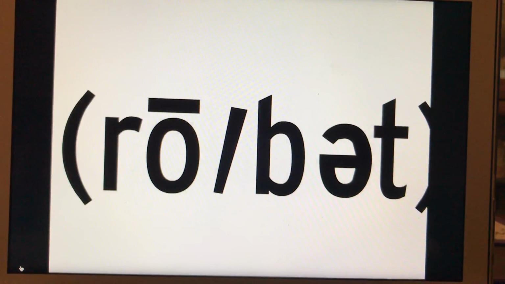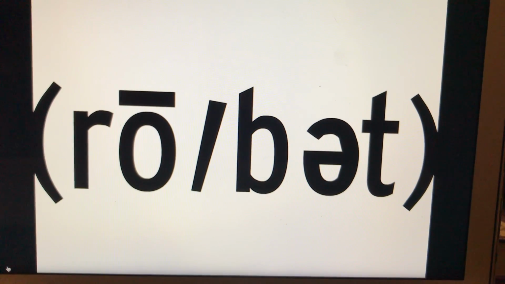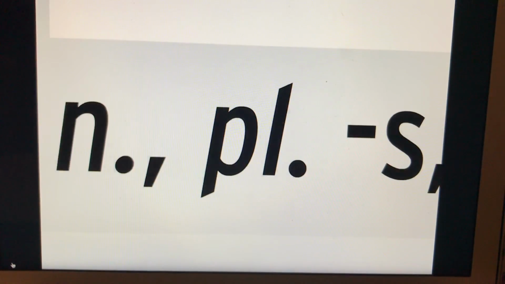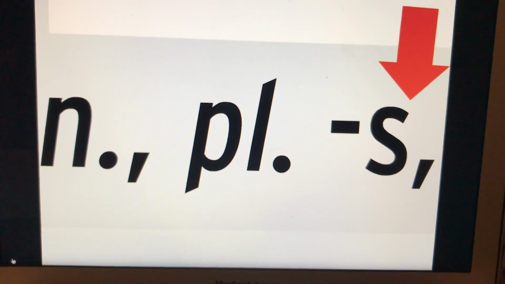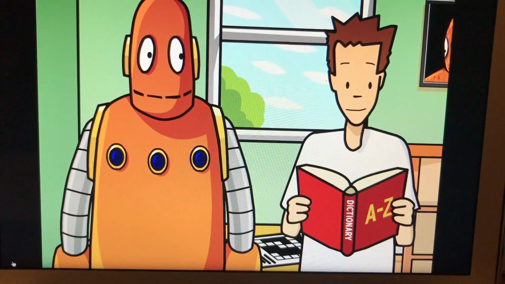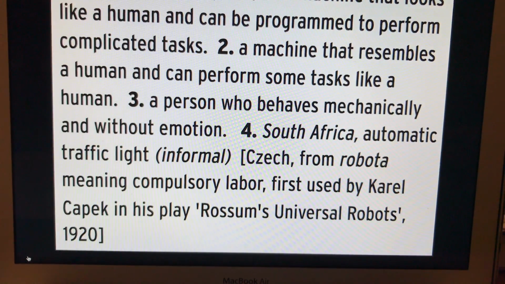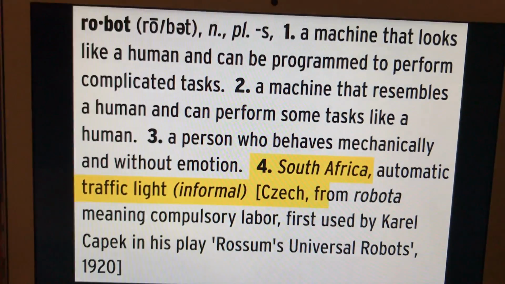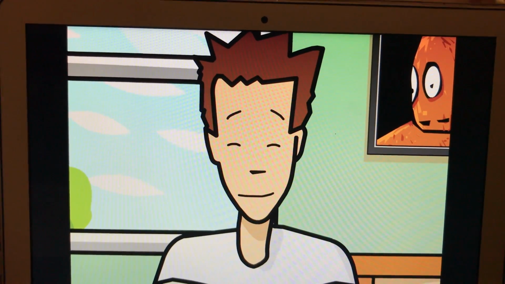You'll also see a bunch of funny-looking symbols that tell you how to pronounce the word, as long as you know what those symbols mean. And the entry will tell you what part of speech the word is, like N for noun or V for verb, plus how to form the plural. Robots. Finally, you get the definitions. Yeah, a lot of times there are more than one. The definitions are usually put in order of how common they are.